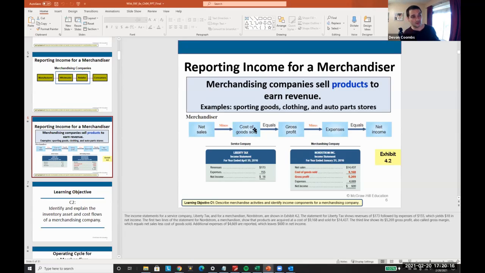For a merchandiser, we have net sales minus our cost of goods sold equals something called gross profit. And then we have our other expenses, and that equals net income when we subtract out the other expenses. Here's something that most people don't know, that you'll now know in this class. Profit and income are not the same thing. A company can have a high profit, but negative income.